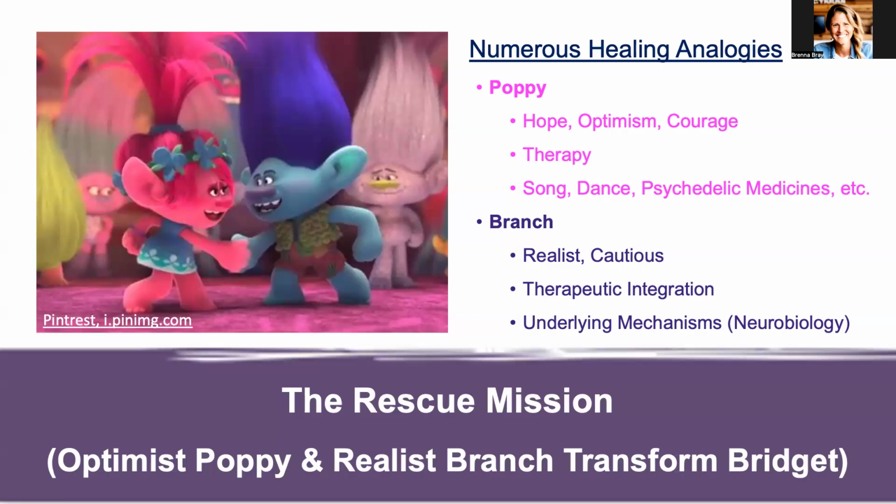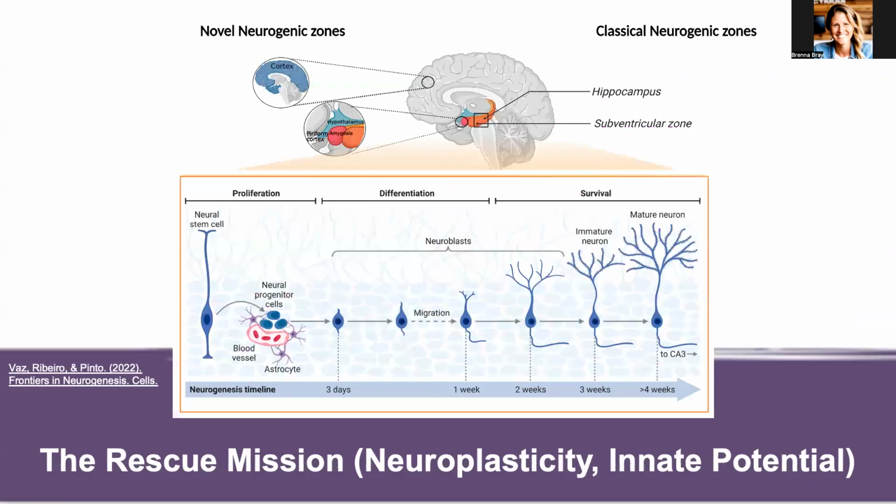Branch can also represent the underlying mechanisms or the neurobiology that are maybe a bit more set in their ways, right? And so we need that Poppy to come in and kind of break things up.